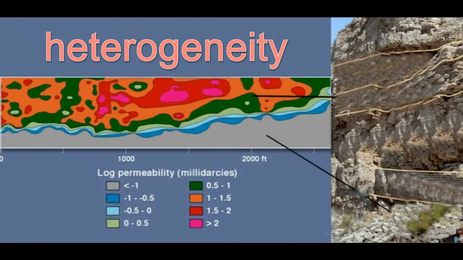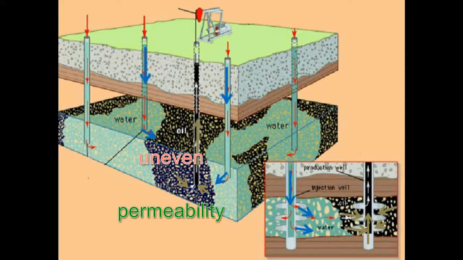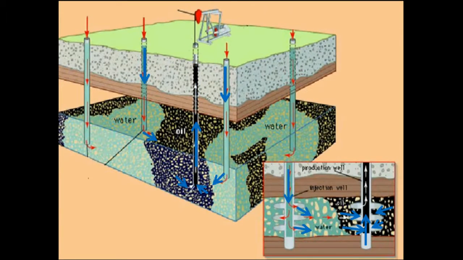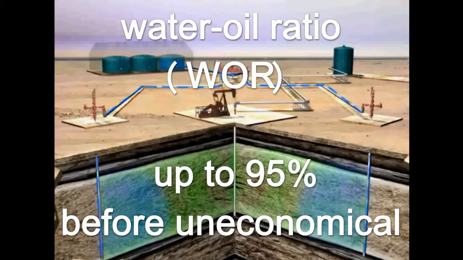Called heterogeneity, these permeable variations cause most reservoirs to water flood unevenly. High permeability zones can take more than their share of the water, which can lead to early breakthrough of water into the producing well. This early breakthrough is called a thief zone. The water literally bypasses the oil, causing it to remain or be left in the reservoir. This unproducible oil is referred to as unswept oil. The water-oil ratio, WOR, of floods can often reach 95% before they become uneconomical.